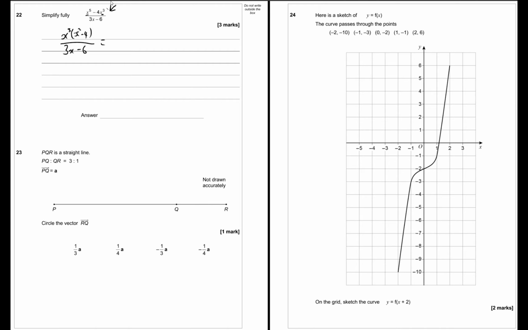So the top is simplified pretty well, I think. Okay, the bottom one. How can we simplify the bottom? So what can we do?